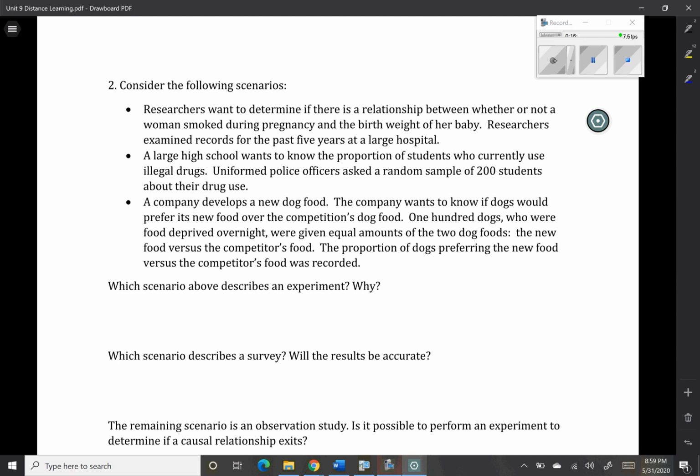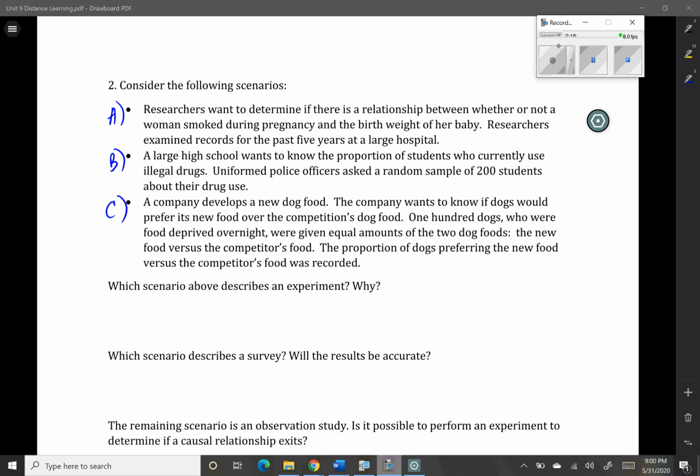Number two gives us three different scenarios. It wants us to determine which one's an experiment, which one's a survey, and which one's an observational study. So go ahead, pause the video, read through the three different scenarios, and see if you can identify which one is which and why. And actually, we'll call this scenario A, B, and C. It'll be easier for us to say it below.